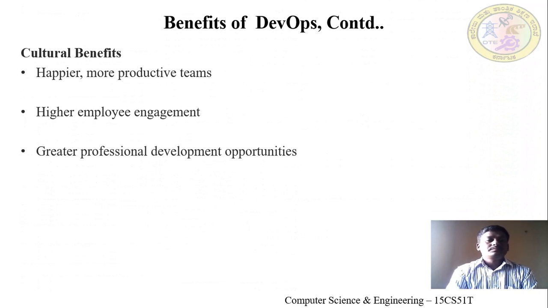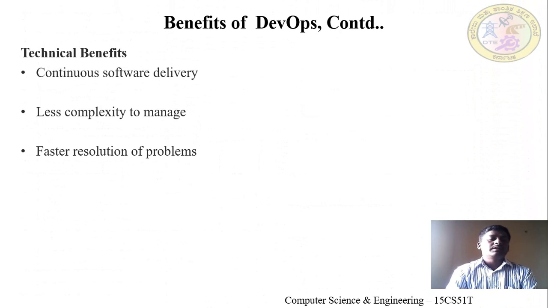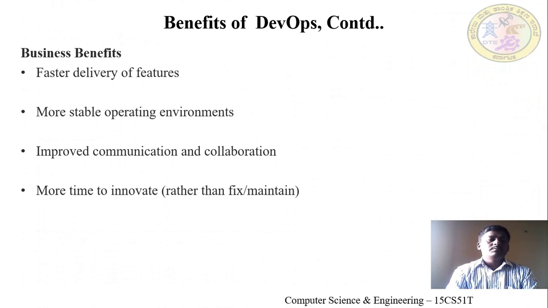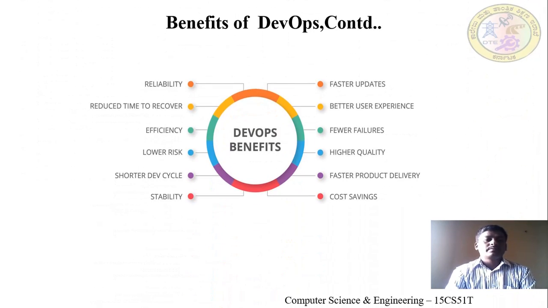Once again, we'll come to know the benefits. Technical benefits are continuous software delivery, less complexity to manage, faster resolution of problems. These are all the technical benefits. Then cultural benefits are happier, more productive teams, higher employee engagement, greater professional development opportunities. Now business benefits: faster delivery of features, more stable operating environments, improved communication and collaboration, more time to innovate. These are all the benefits, right?